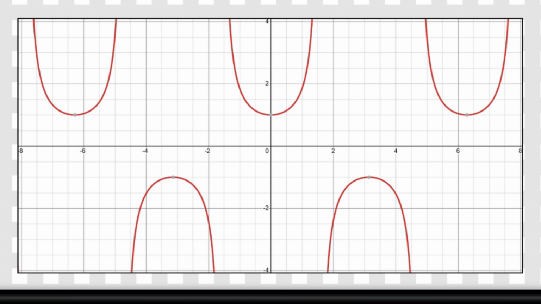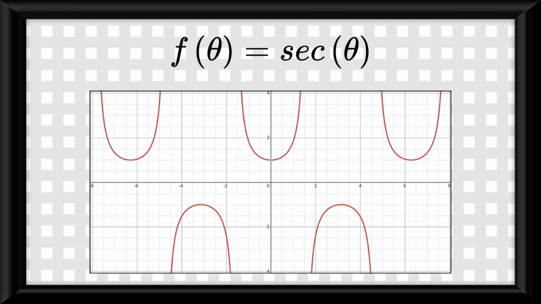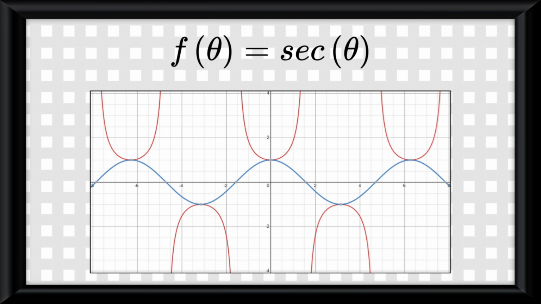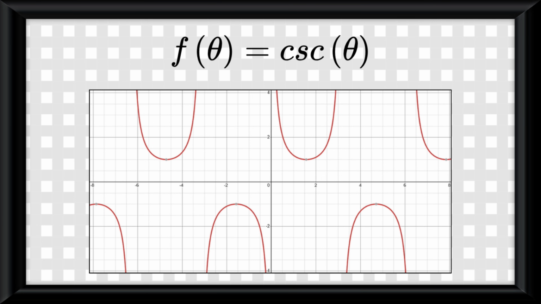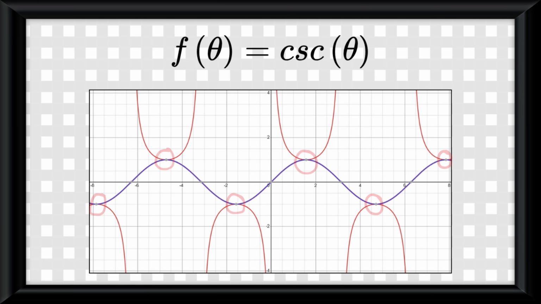The graph looks weird, it's a bunch of U-shapes, but watch this. If we overlay the reciprocal cosine graph, it suddenly makes sense. Each extremum from the cosine graph matches with the secant graph. Now for cosecant. It follows the same pattern. If we overlay the sine graph, we see that the cosecant U-shapes match with the sine minimum and maximum points.